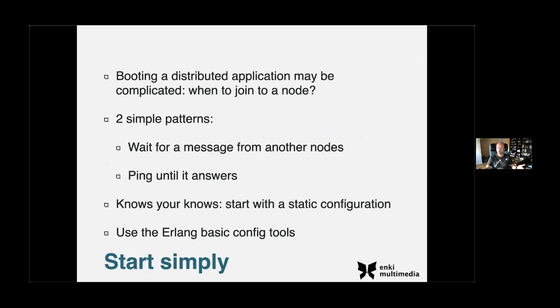You will have to know when to join a node or when you need to wait for a node, etc. Because your application sometimes can't start without having the other node started. So for that, you can just use two simple patterns for the start. Either you wait for a message from another node, so just start a loop and wait for the message. Then it will be the responsibility of the other node to send that message. Or you know the address of the node, you know that that node will start at this address, ping it until it answers, or ping many nodes until they answer and take some in your clusters. You can have some logic, etc.